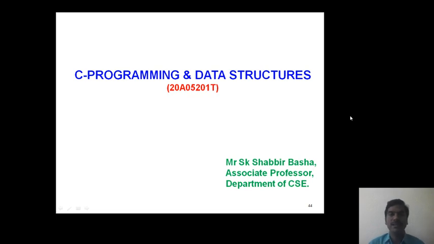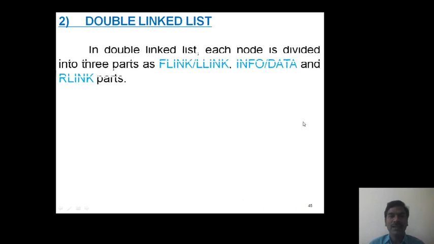Hello students, in this session we will discuss about double linked list. In double linked list, each node is divided into three parts as flink or link, info or data, and rlink parts.